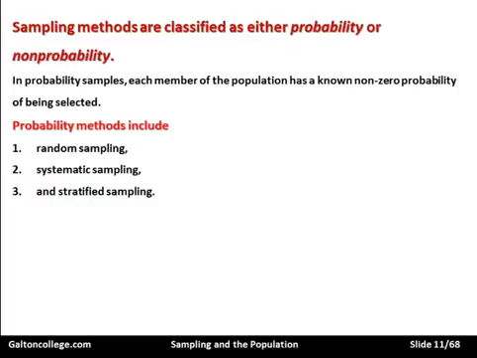Systematic sampling is a way of reducing the cost by picking perhaps every 10th member of the population, or every 100th member of the population. So it cuts down the cost of sampling.